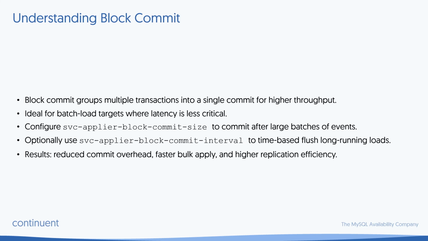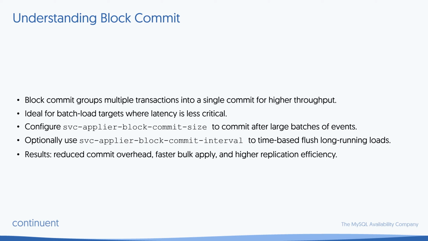So understanding block commit. Let's specifically talk about how block commit helps when we're replicating into data warehouses or those other batch load environments. This is applicable to all three: Redshift, Vertica, and Hadoop. So in this case, our goal is maximum throughput, not low latency. Each commit in the database carries cost. So instead of committing every single transaction, the block commit feature groups multiple transactions together and commits them as one.